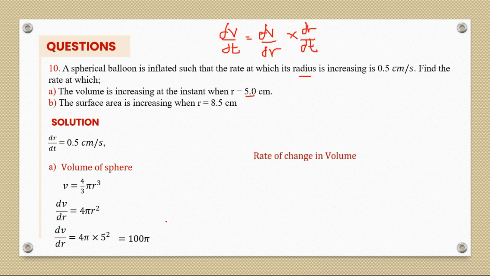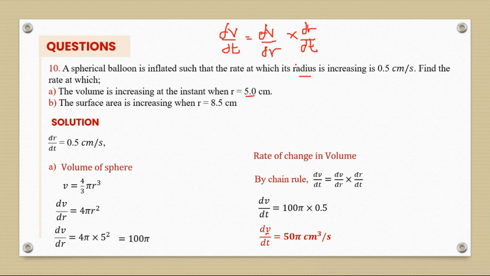So now from the chain rule, I'm going to make use of this formula for the rate of change in volume. Plug in the values that you have. We know dr/dt is 0.5 centimeters per second, so multiply those together and I'll have 50π cubic centimeters per second. And why do I have cubic centimeters? It's because it's the rate of change of volume. Alright, so the next part is to find the rate at which the surface area is increasing when r is 8.5 centimeters.